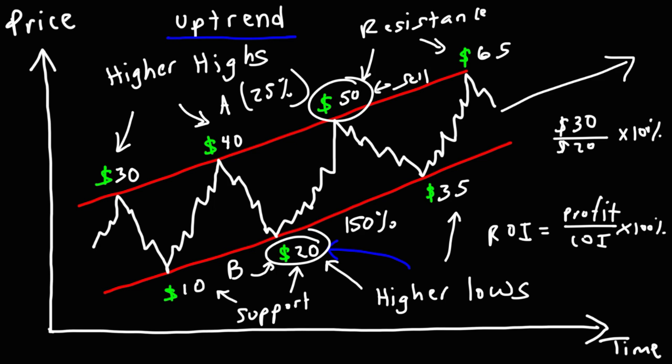Notice the difference between the ROI of the trader who buys it at the pullback versus the ROI of the trader who buys it at the resistance level. So this person, if he holds it, is only receiving an ROI of 25%, whereas the person who bought at the pullback, his return is a lot greater. As you can see, his ROI is 150%. So thus, it makes more financial sense to buy the stock when it's in an uptrend, but on the pullback.